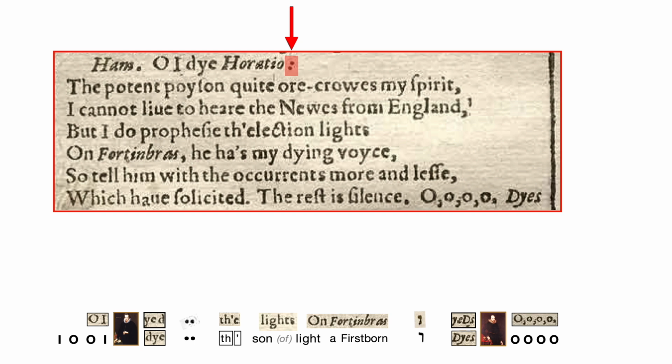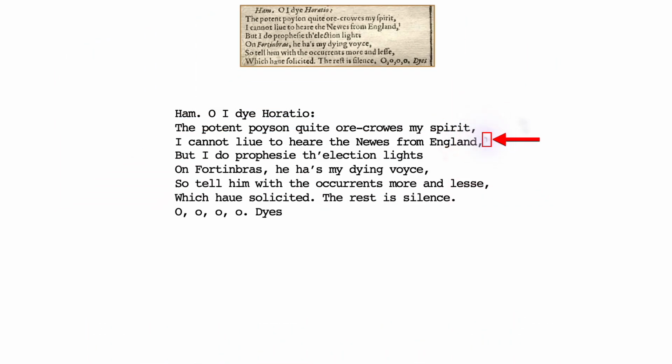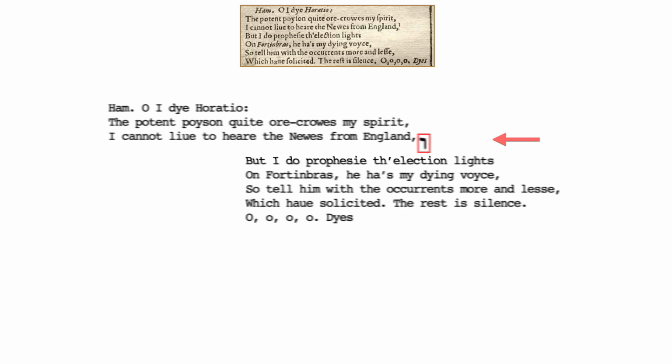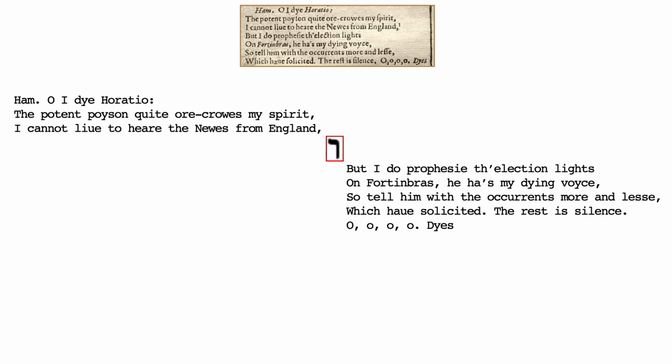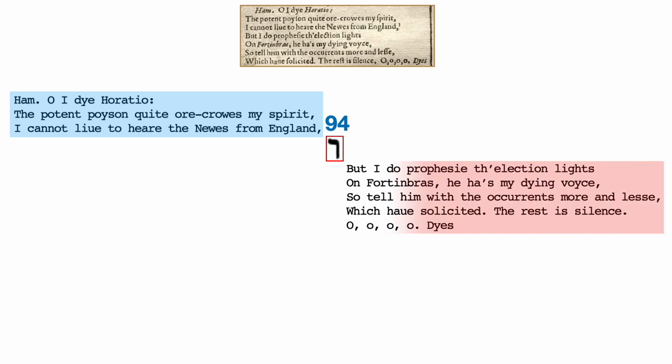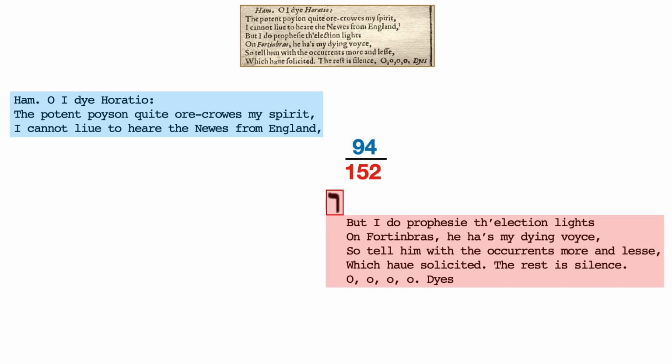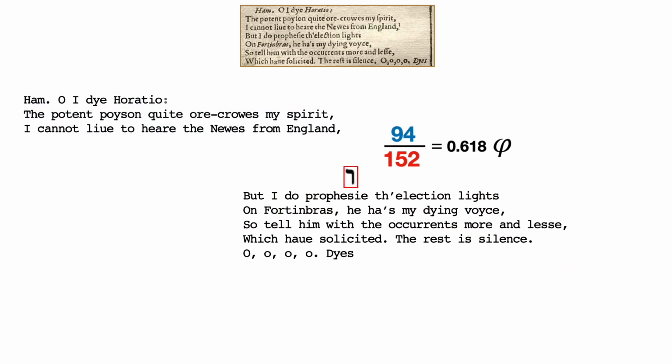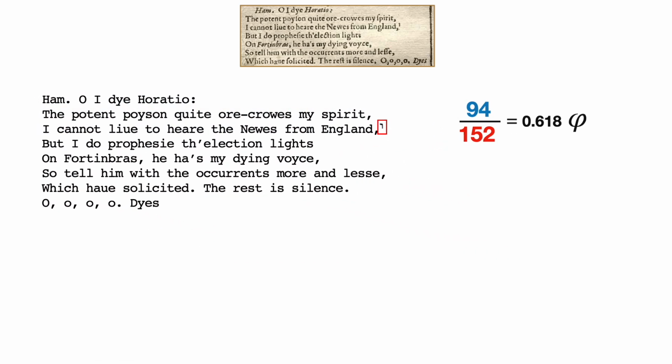Let's now examine the position of this special character to see if it's mathematically significant. There are 94 characters before it, and it's the 152nd character from the end. Well, 94 over 152 gives us 0.618, little phi, the golden ratio, one of the most important constants that Dee uses in countless codes. There's no way this vav is there by accident.